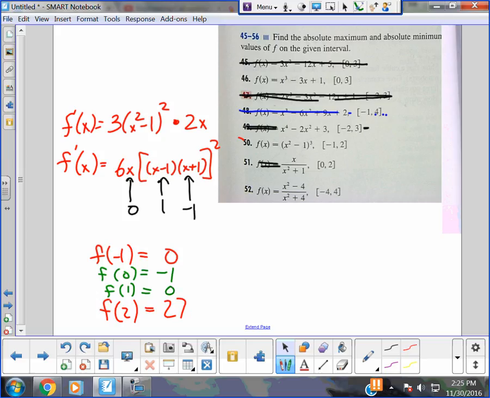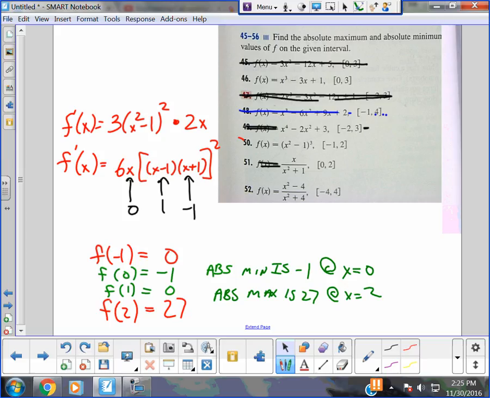All right. Well, we're looking for absolute mins and maxes. So what's the absolute minimum value? -1. Nice way to say it. The absolute minimum is -1 at 0. The absolute max is 27 at one of the endpoints, x equals 2.